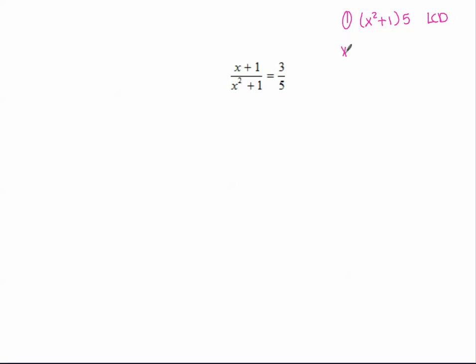What can x not equal for number 2? x cannot equal, well, since this doesn't have any real zeros, and this is just a constant, x cannot equal nothing. So there are no restrictions.